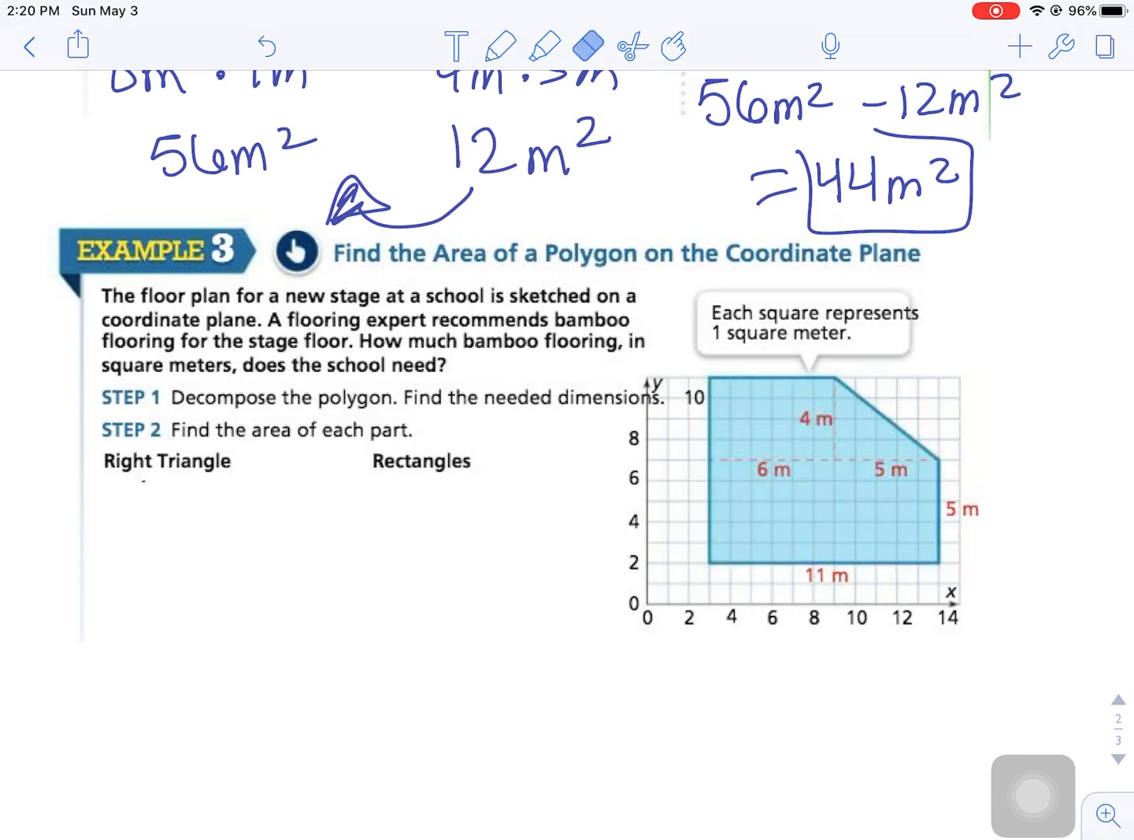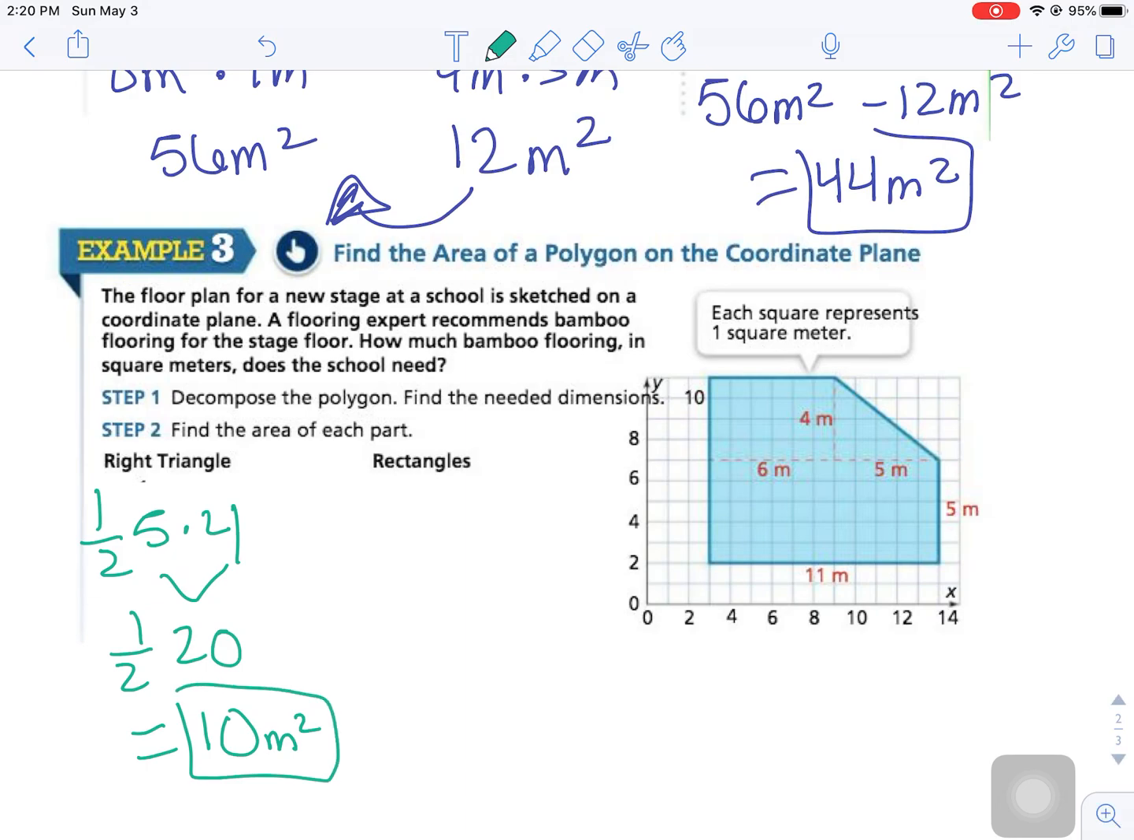So let's start with our right triangle. We have a base of 5 and a height of 4. So we have 1/2 base times height, which is 1/2 of 5 times 4. So 5 times 4 we know is 20, and 1/2 of 20 is 10. So my right triangle is 10 meters squared. That's the area of my triangle.